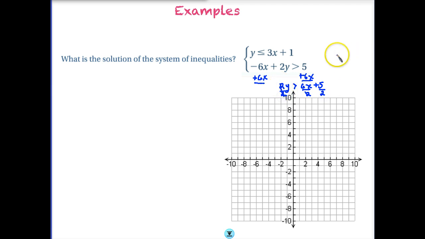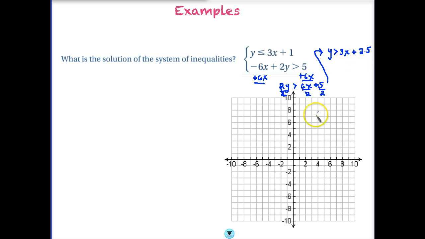So 2 divided by 2 is gone, and let's write it up here. We are left with y is greater than 3x plus 5 halves. What I'm going to do with that is divide 5 by 2. 2 goes into 5 2.5 times. Remember, I'm continuing to pay attention to the number in front of y, because if I have a negative, the sign needs to flip. So far I don't have a negative.